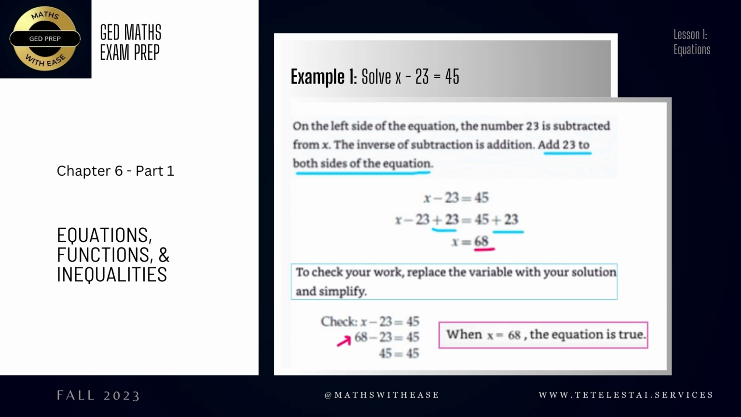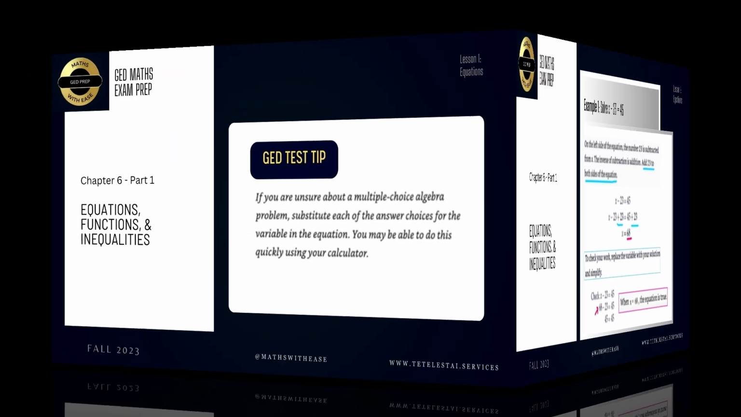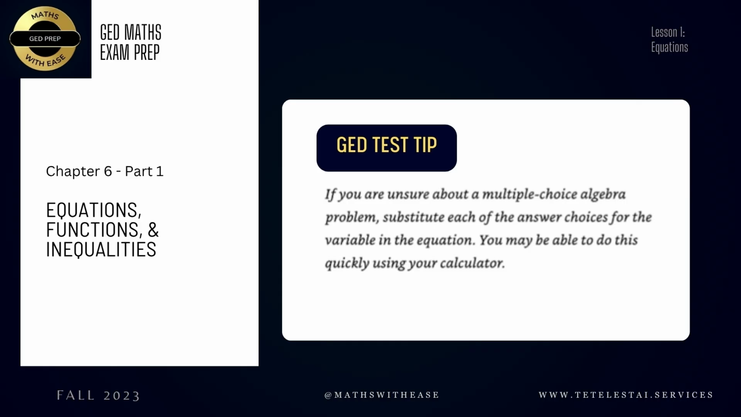You can simply check your work by replacing the variable with the solution that you found and then simplifying. So we'll go back to our original equation and we'll plug in 68. 68 minus 23 is indeed 45. 45 equals 45. So we know that our solution, x equals 68, is true for this particular equation. If you are unsure about a multiple choice algebra problem, substitute each of the answer choices for the variables in the equation. You may be able to do this quickly using your calculator.